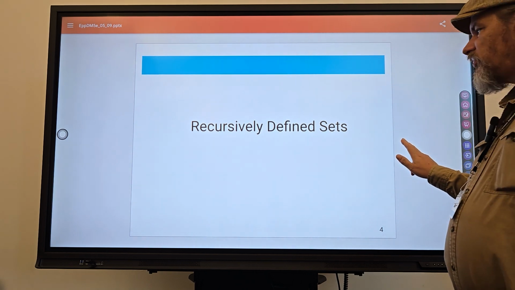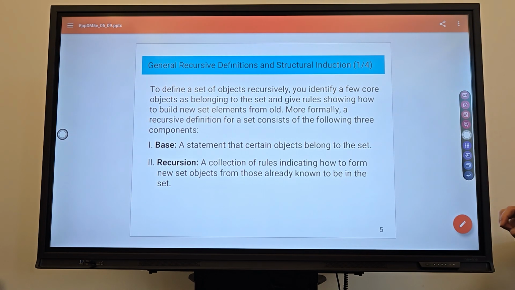Recursively defined sets. To define a set of objects recursively, you identify a few core objects as belonging to the set and give rules showing how to build new set elements from old. More formally, a recursive definition for a set consists of the following three components. The base, which is a statement that certain objects belong to the set. A recursion, which is a collection of rules, not necessarily just one, but it could be more than one rule, indicating how to form new set objects from those already known to be in the set.